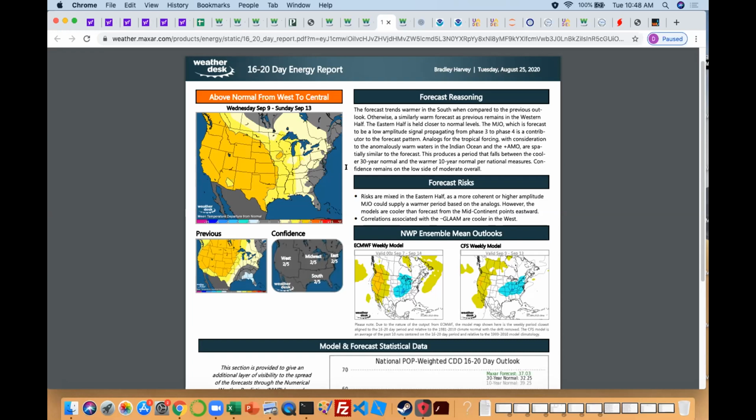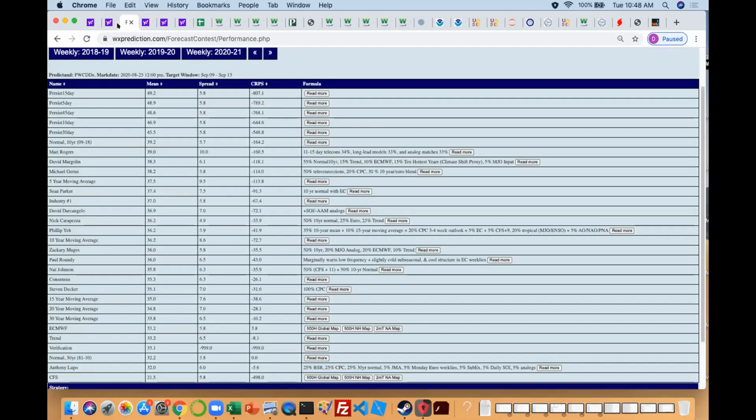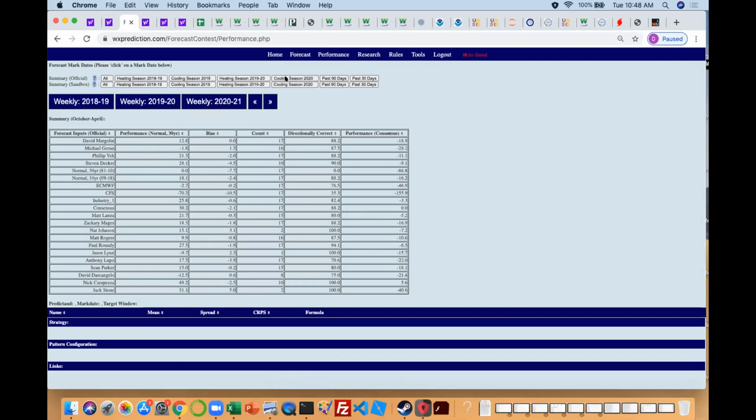All right. So challenging forecast here. Let's see. We can take a quick look at the summer as a whole, and then we can move on.